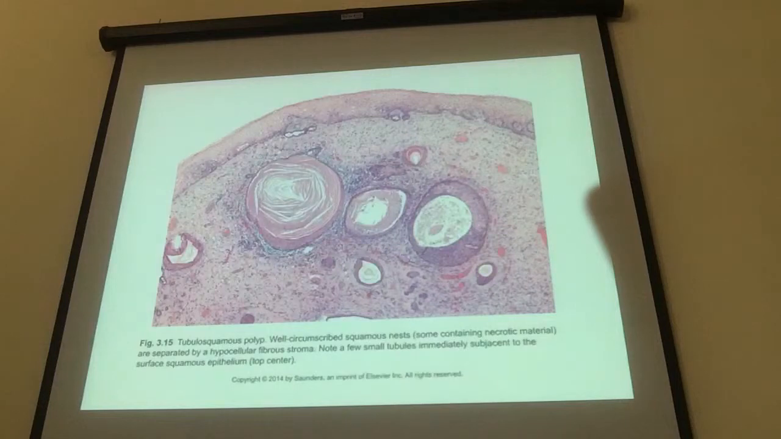So here's what these look like. A normal surface, and these little tubules with squamous lining, maybe some cholesterol, keratin, tubulosquamous polyp. And they're usually quite small, less than 2 centimeters, so fairly small.